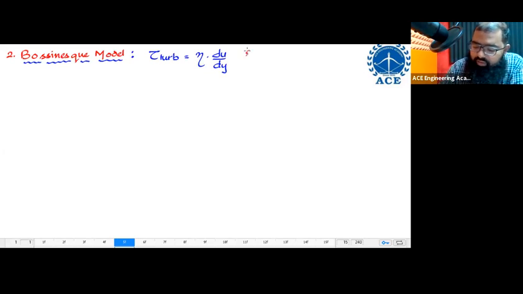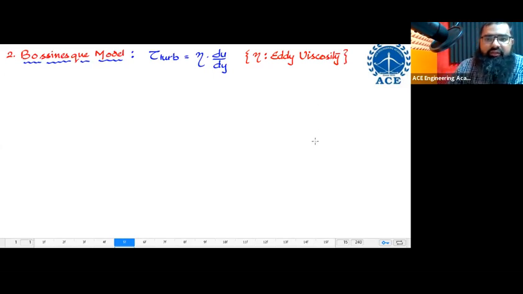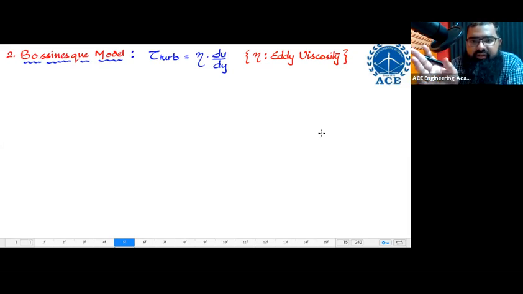Then what is this eta over here? This eta over here is known as eddy viscosity. Eta is known as eddy viscosity. Now regarding eddy viscosity, you are supposed to remember one thing. Eddy viscosity is not a property of fluid. It is going to depend on the flow. Please remember this. Eddy viscosity is not a property of fluid. It is going to depend on flow.